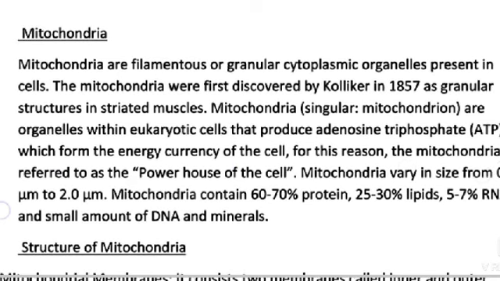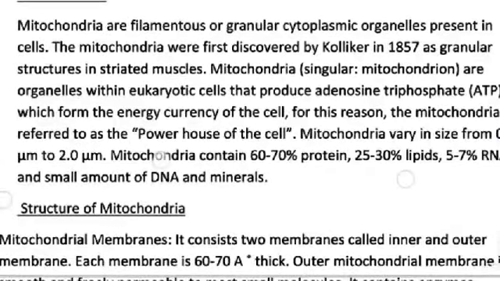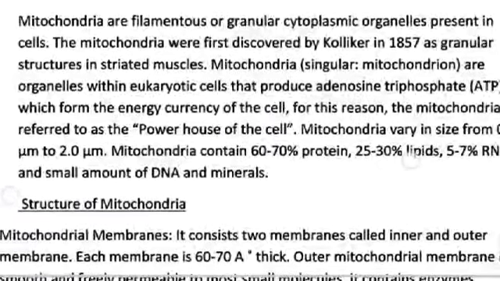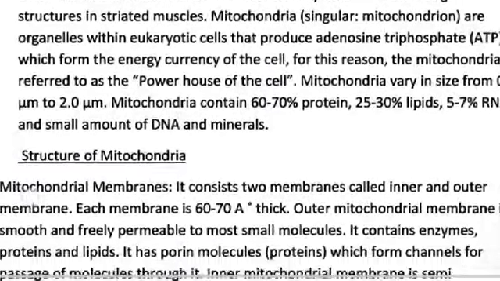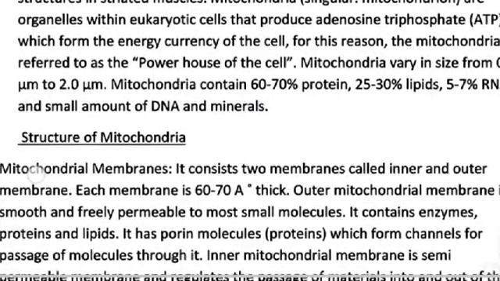Mitochondria vary in size from 0.5 micron to 2 micron. Mitochondria contain 60 to 70% protein, 25 to 30% lipids, 5 to 7% RNA, and a small amount of DNA and minerals.